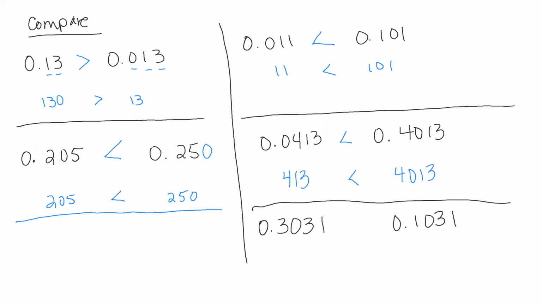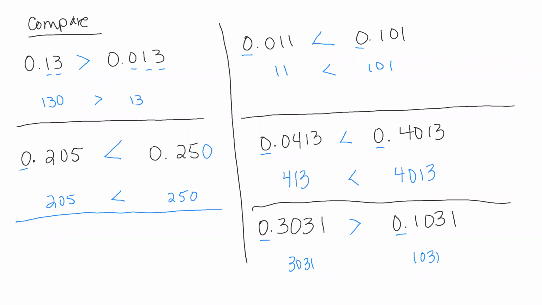This is another easy one. You've already got 4 decimal places in both numbers. So what we're really comparing is 3031 versus 1031. Well, which one's bigger? 3031 is much bigger. So we would say 0.3031 is bigger than 0.1031. Okay. So as long as your numbers have the same number of decimal places, it's easy to compare. You compare the two numbers as if they were whole numbers. I do also want to point out in all of these cases, everything before the decimal matched.